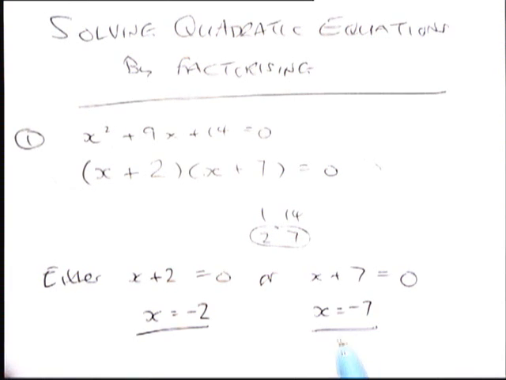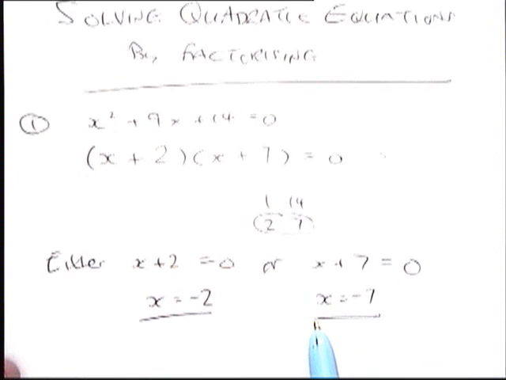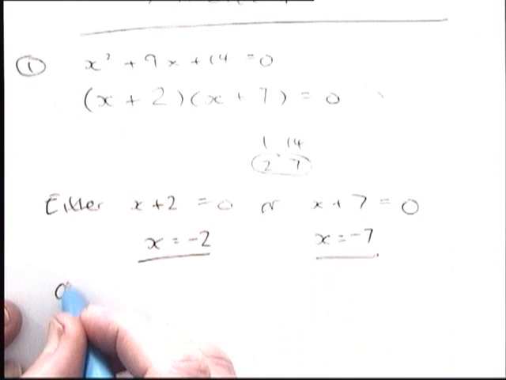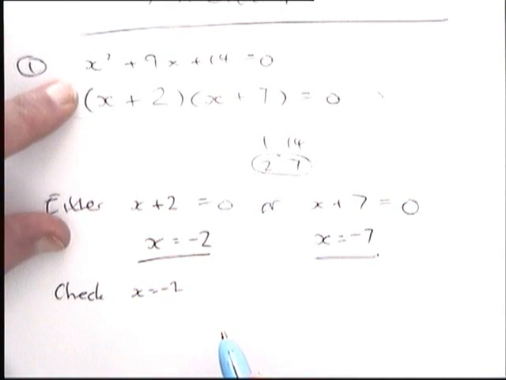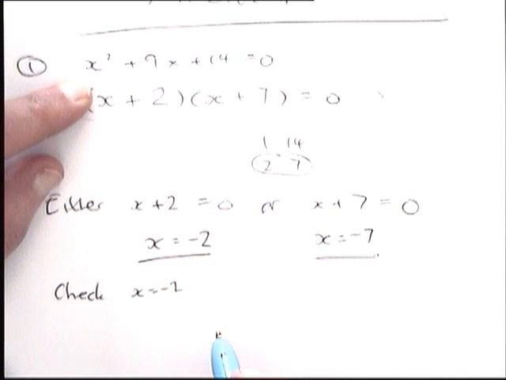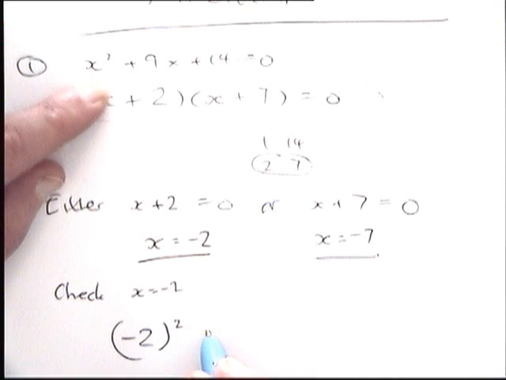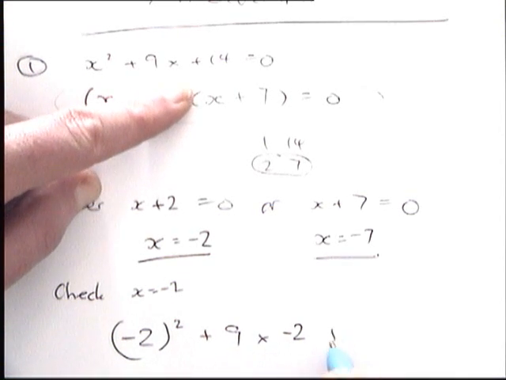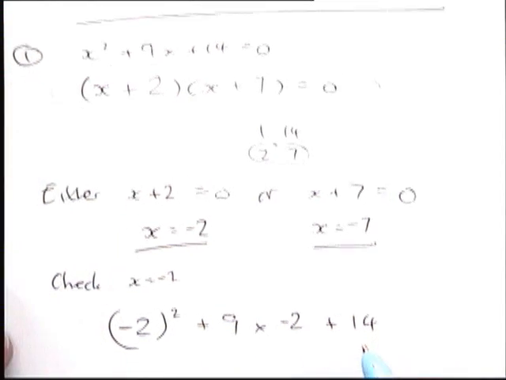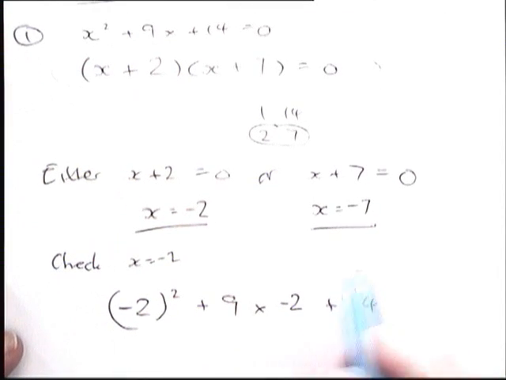And if you want to check whether they work, which is often a good idea in the exam, you can do that. If I want to check that x equals minus 2 really does work, I can stick that back in the equation up here. So x, which is minus 2, squared, plus 9 times x, plus 14. Now let's see what that equals. I'm hoping it's going to equal 0.